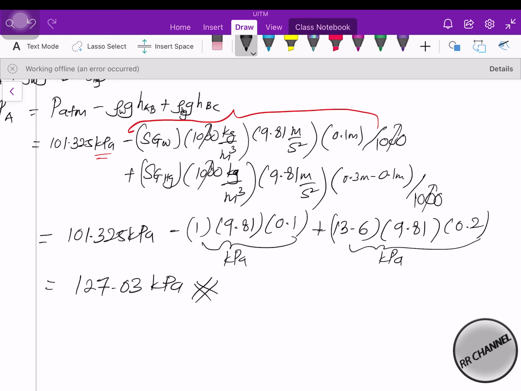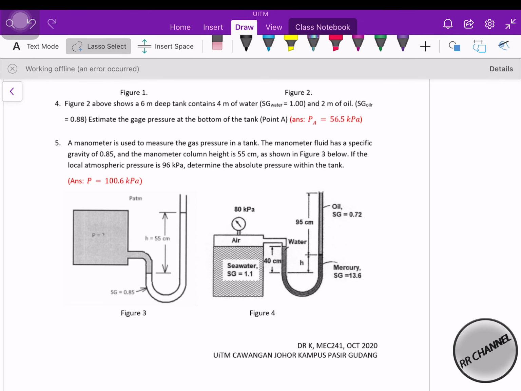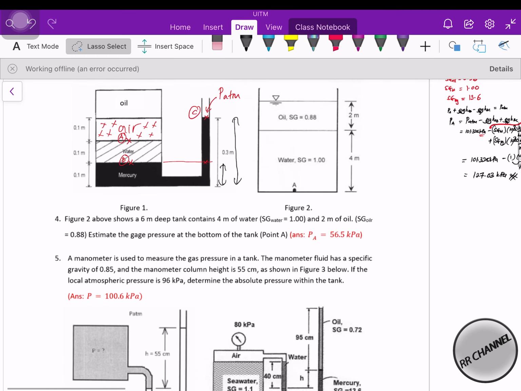Okay, so this is question number 2. Question number 4 here: Figure 2 above shows a 6 meter deep tank that contains 4 meter of water, with SG for the water equal to 1, and 2 meter of oil. Okay, you have 4 meter water, 2 meter oil. SG for the oil is 0.88. Estimate the gauge pressure at the bottom of the tank, point A.